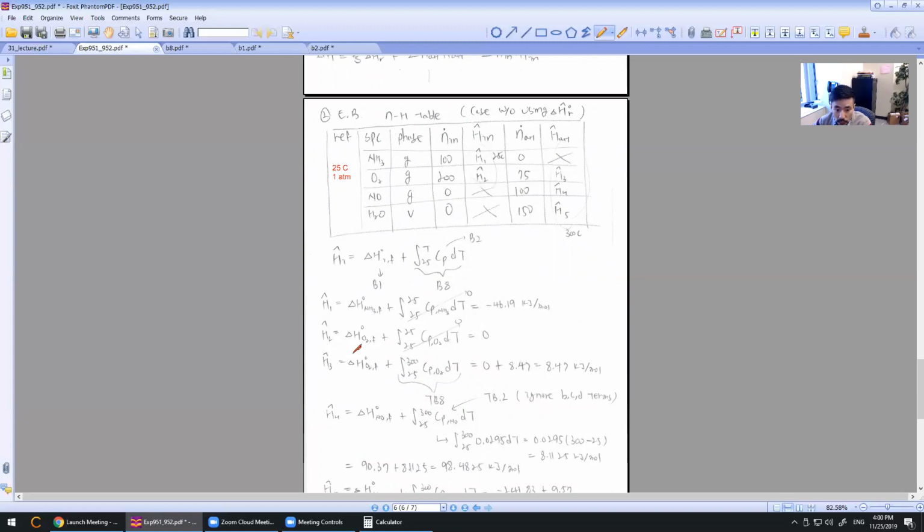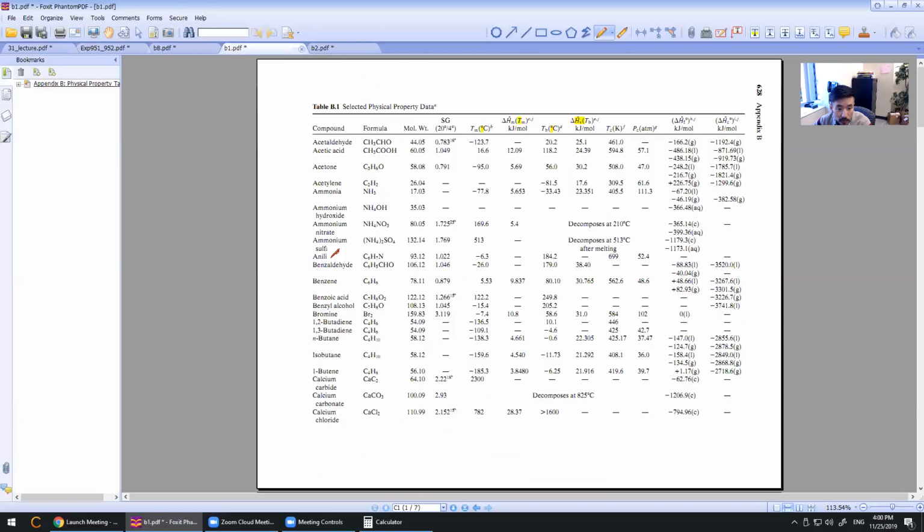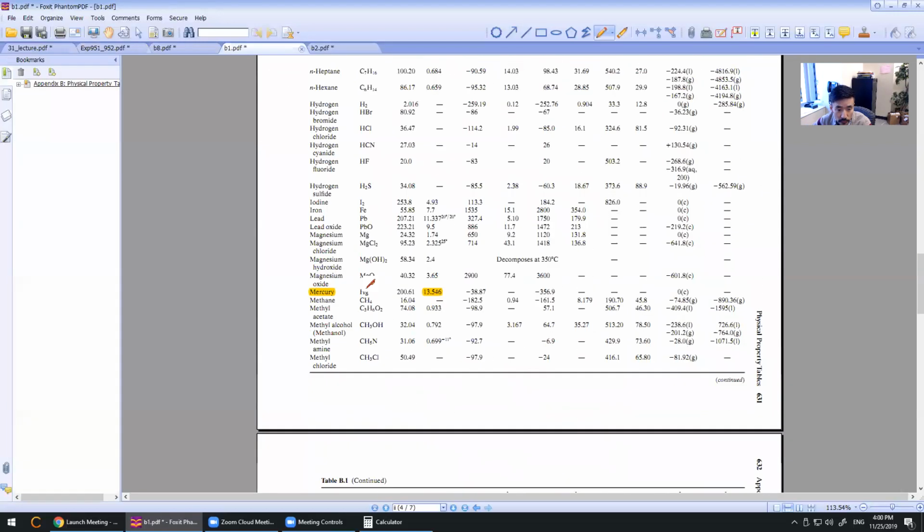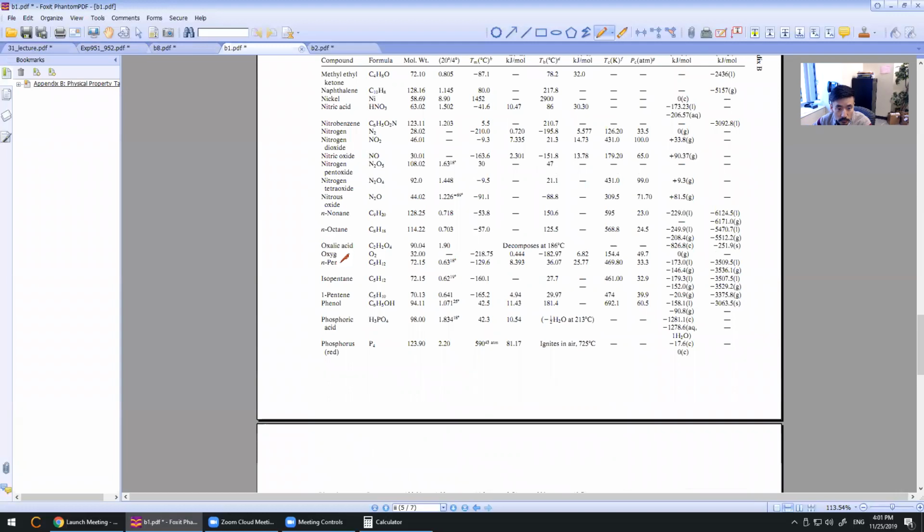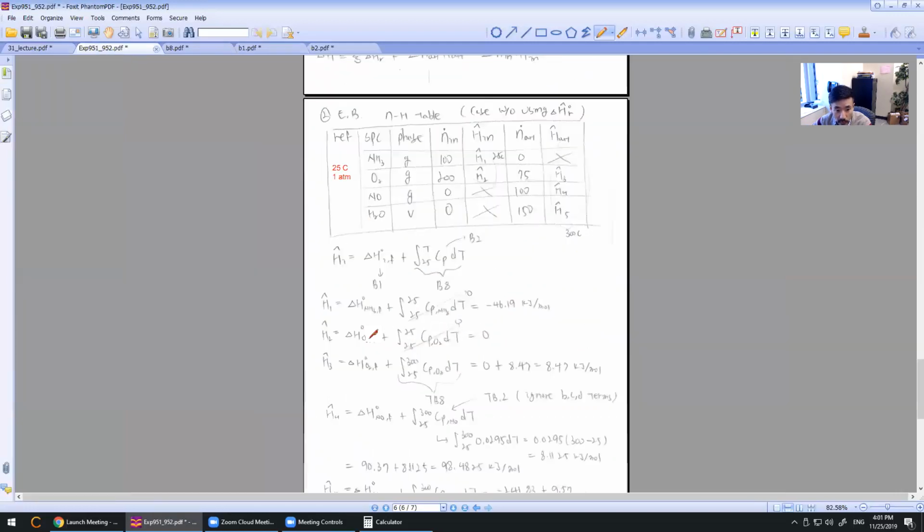So for the H2, we use the same equation, right? That is going to be the heat of formation of oxygen plus the integration from 25 to 25 of CP oxygen dT, and this is going to be 0. And if you take a look at the heat of formation of oxygen in Table B1, it is also 0. So you plug in the numbers, and we find that H hat 2 is 0.